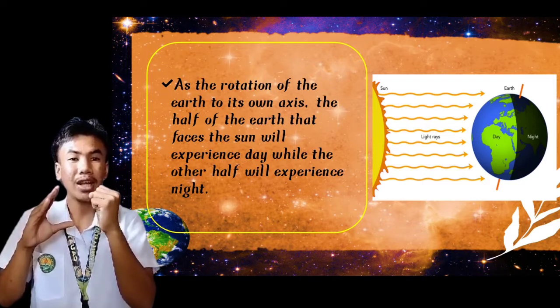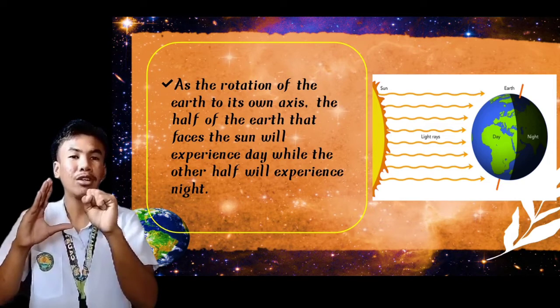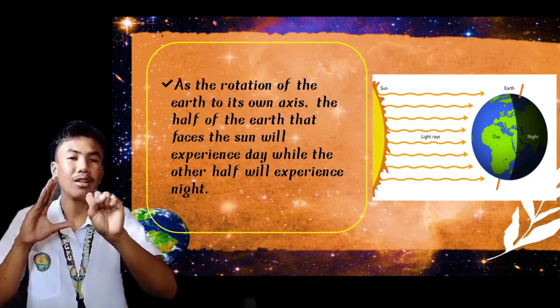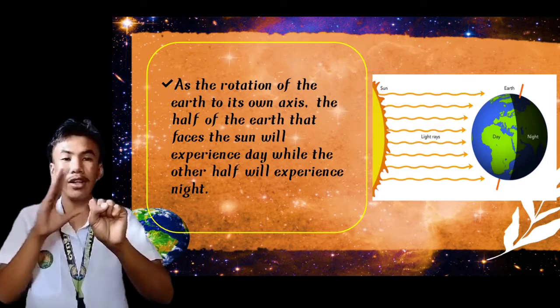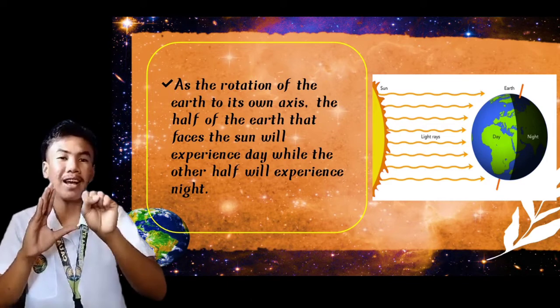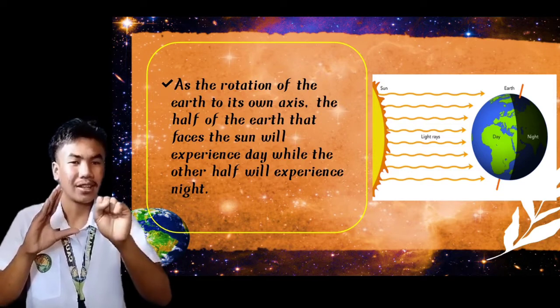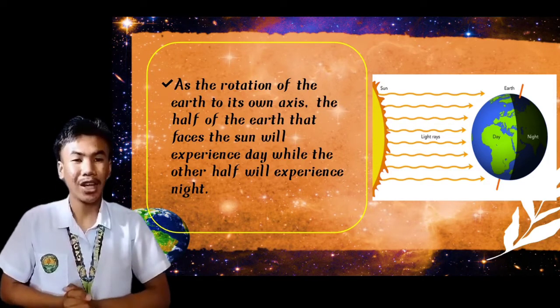While the Earth is rotating, one portion of the Earth will experience day and another portion will experience night. After another rotation, the side of the Earth that experienced night will experience day, and the portion that experienced day will also experience night. That is the effect of the rotation of the Earth.